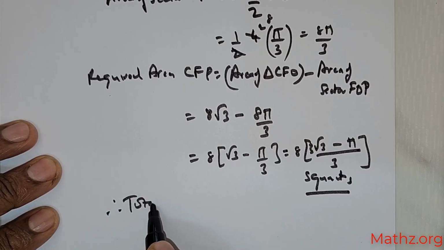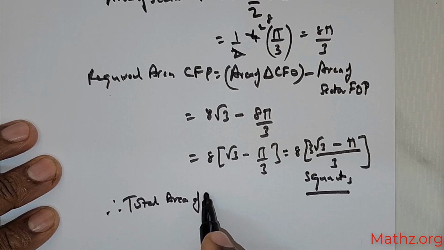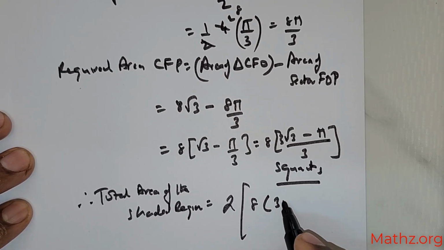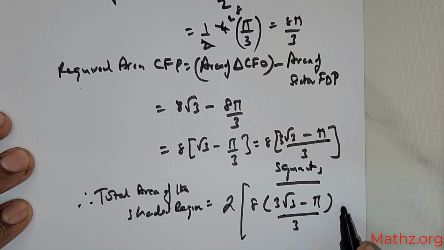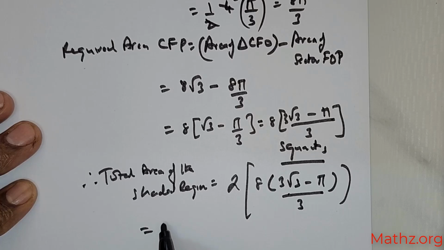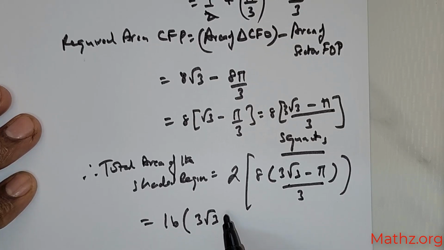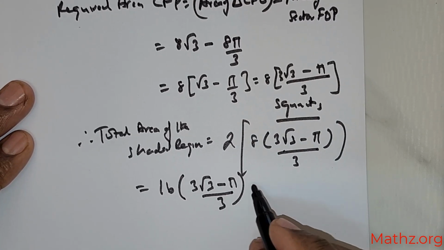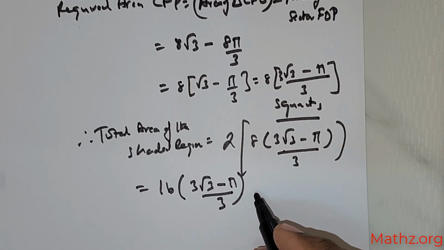So therefore the total area of the shaded region is equal to 2 times of 8 times of 3 into root 3 minus pi over 3. So this would be 16 times of 3 into root 3 minus pi over 3. So you can write this as square units.